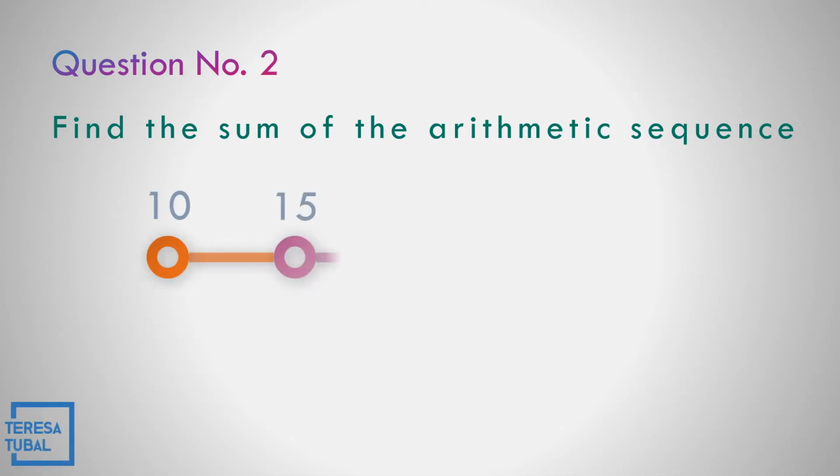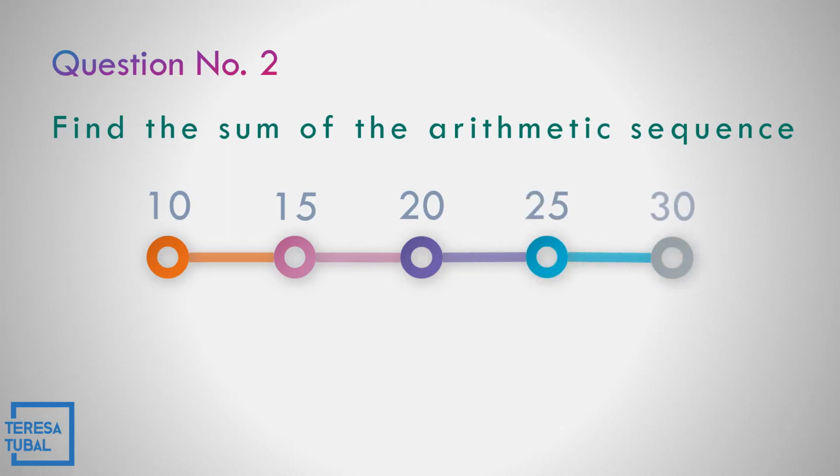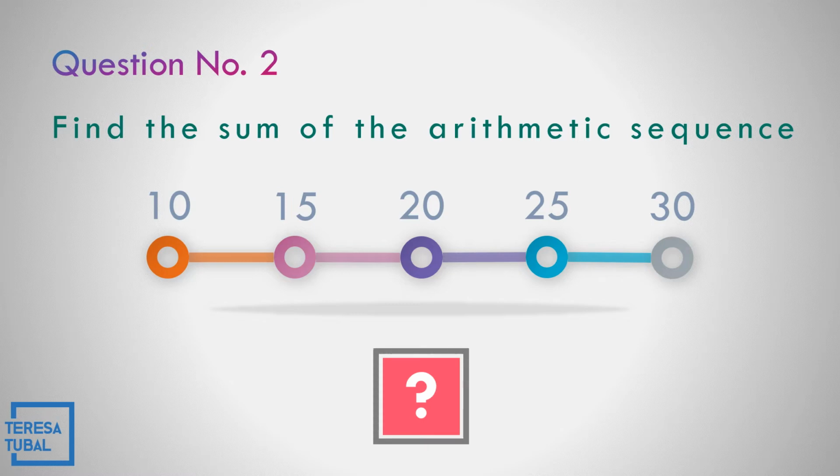Question number 2. How about the sum of this arithmetic sequence 10, 15, 20, 25, and 30. What do you think is the answer? Correct. The answer is equal to 100 because 10 plus 30 is equal to 40. 15 plus 25, that is also equal to 40. So 40 plus 40 is 80 plus 20, the answer is equal to 100.